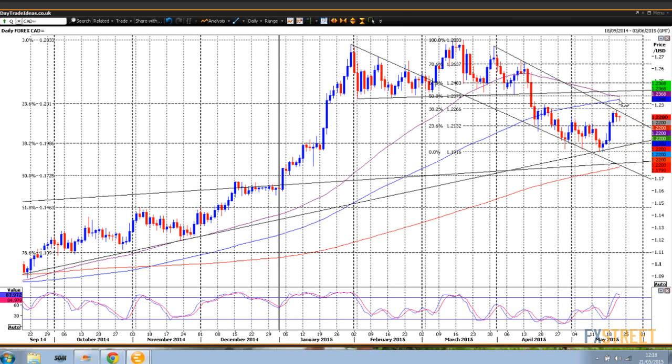But I wouldn't be looking for this to be the only way. What is going to convince me that this is a correction in a bull trend is if we can get back above the 100-day moving average, 123.48 at the moment.